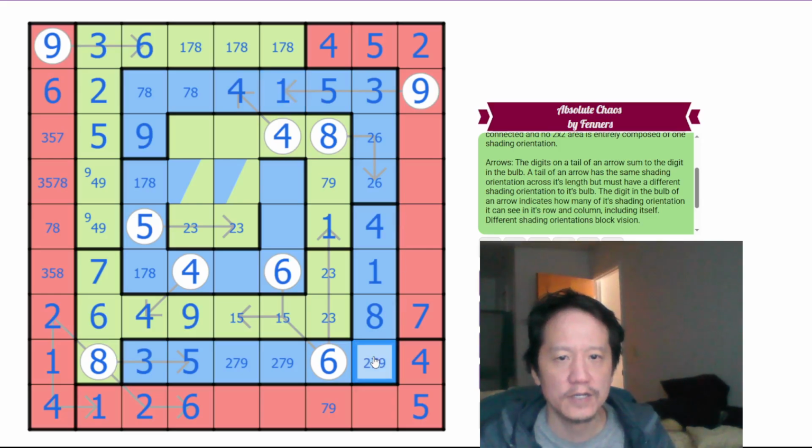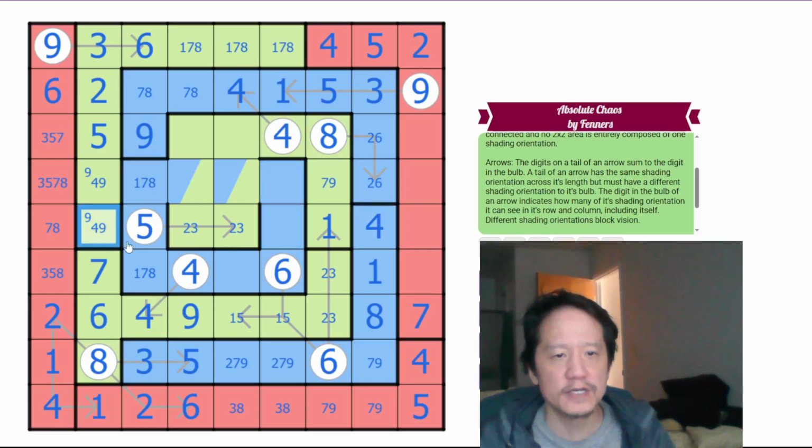1. This can't be 2. This is 7 or 9. This is 7 or 9, which leaves 3 and 8 remaining in the bottom region here. This 4 means this can't be 4, so this must be 9, which makes that a 4.